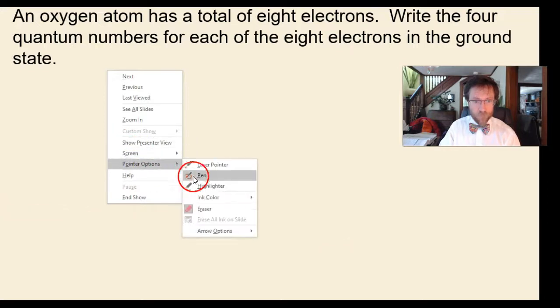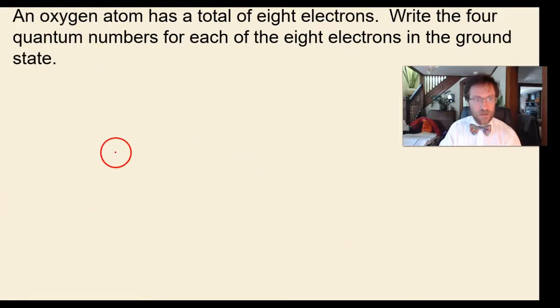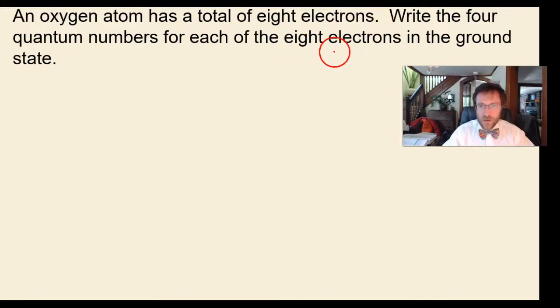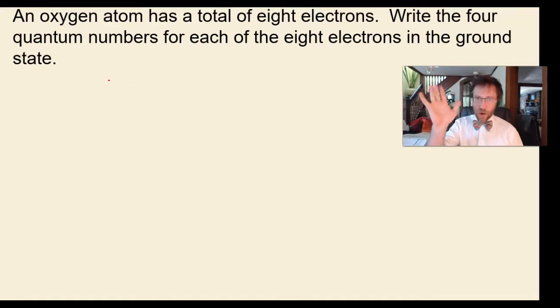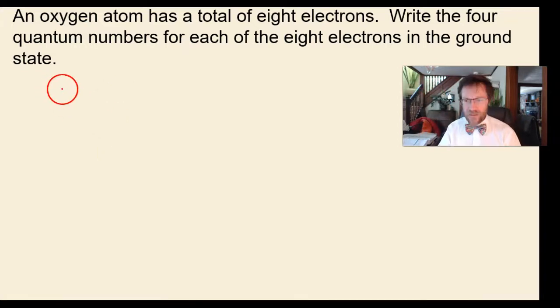Oh, boy. All right, let's see if we can answer this problem. An oxygen has a total of 8 electrons. Write the 4 quantum numbers for each electron in the ground state. Let's do a grid. Anytime we're listing all of them, let's just do a grid. So the 4 quantum numbers are N, L, m sub L, and m sub S.